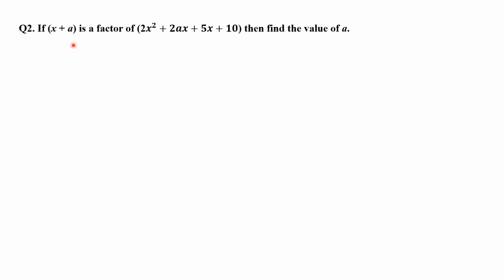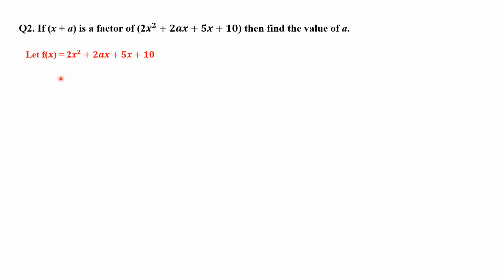Question number 2. If x plus a is a factor of the polynomial given here, then find the value of a. So here x plus a is a factor of this polynomial. It means when you put the value of x as minus a in this polynomial, the value will become 0. Isn't it? We have already studied this type in grade 9 chapter polynomials. So just try to recall.